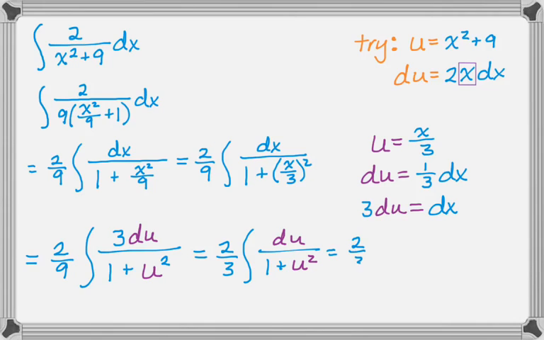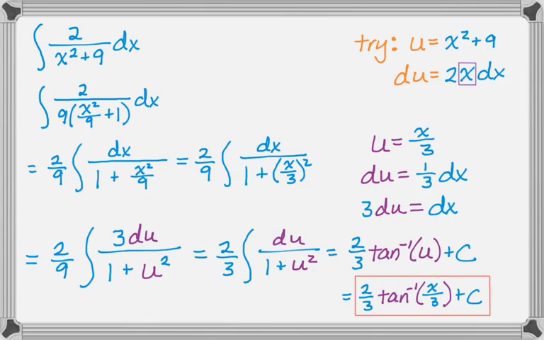And this is basically arctan at this point. So the arctan of u plus c, but I know what u is. u is x over 3. So I want to finish the problem with x's because it started with x's. So there you go. That's another example, but they look very similar when you started out, right?